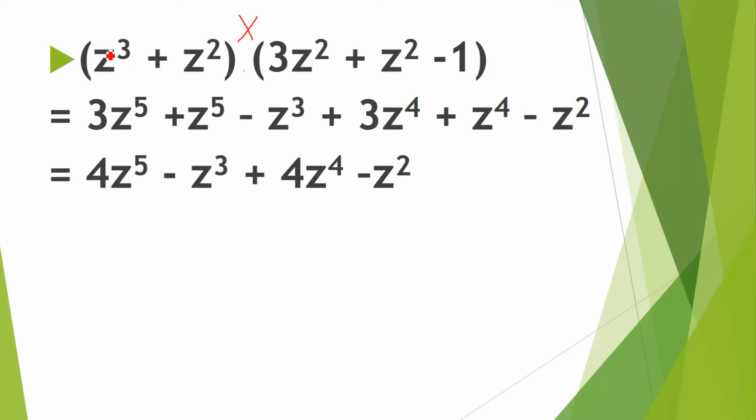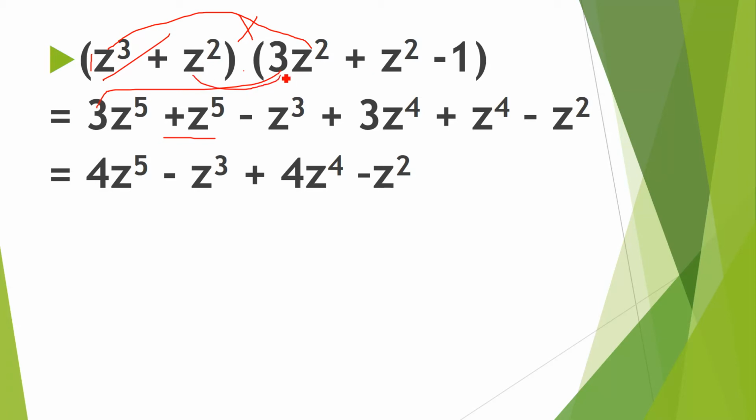parenthesis, right? Again, coefficient you have to multiply, power you have to add. z cube times z square would be z to the 5, and 1 times 3, it will remain 3. Then z cube plus, and this is z square plus z5, and then negative z cube, right? So we finish with z cube, and now plus z square times 3z4.